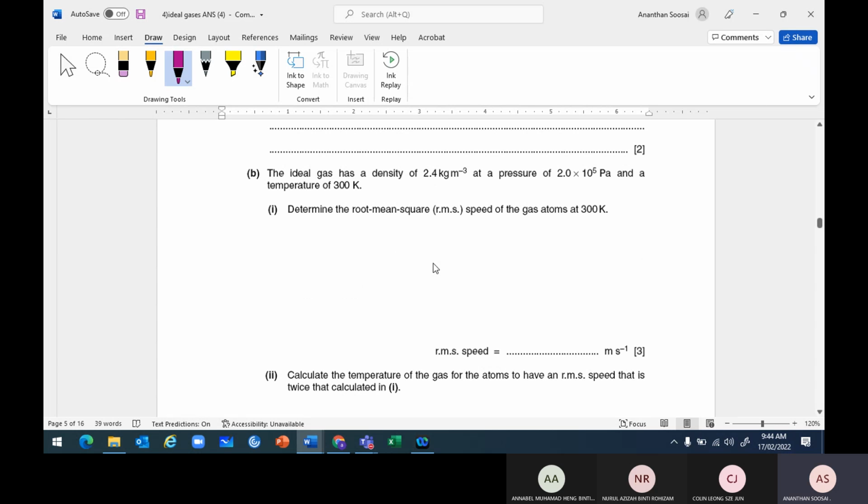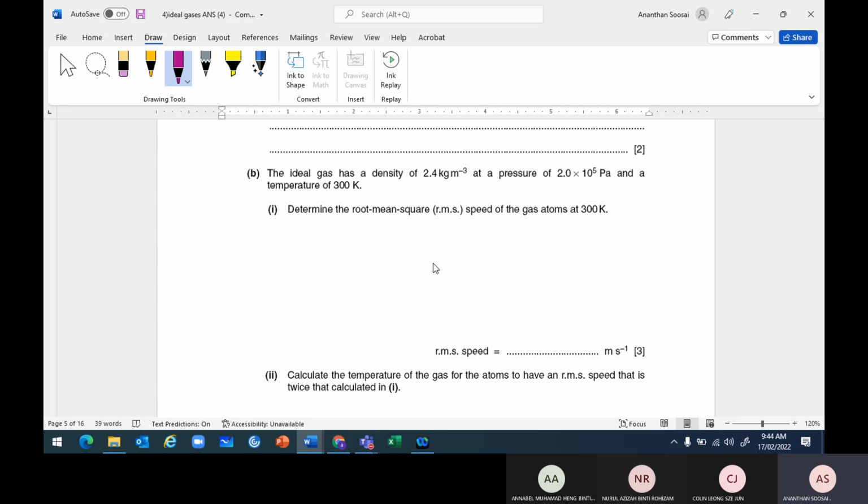Okay, come on, B1, complete. Figure out what formula to be used. For this one, I think you have to use the kinetic theory equation: PV equals 1/3 nmc squared. I think it's the first time. Come on, give a try. How are you going to use that?